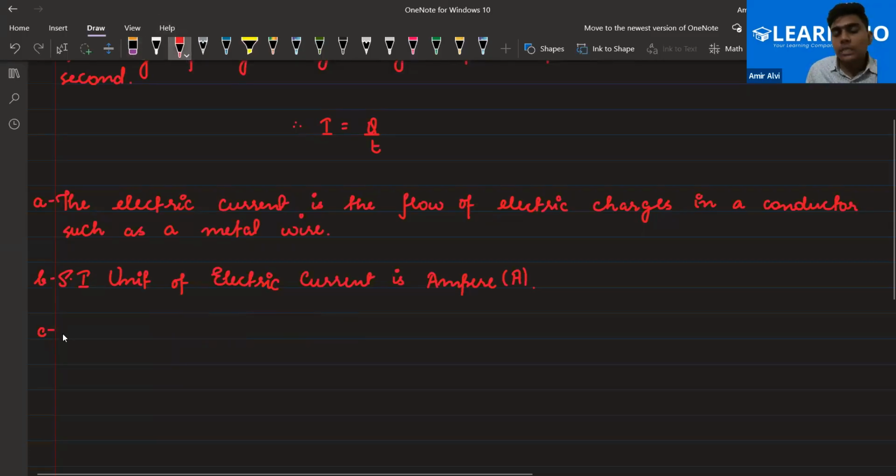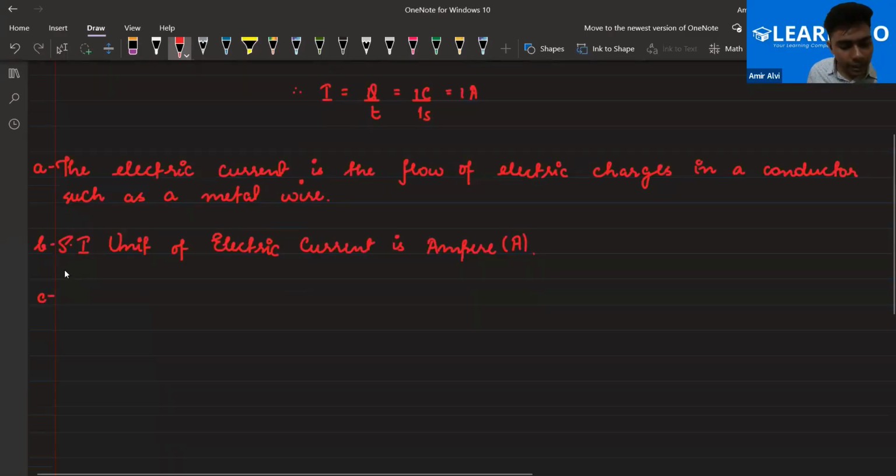Now I'm going to define 1 ampere of current in terms of 1 coulomb of charge in 1 second. Everyone see this. If I substitute the value of 1 coulomb and divide it by 1 second, both are SI units, so 1 ampere of current is flowing through that conductor. So this could be a question in your exam: define 1 ampere. Now you have to define it right there. So you have to write it like this. This is a very important question, everyone.